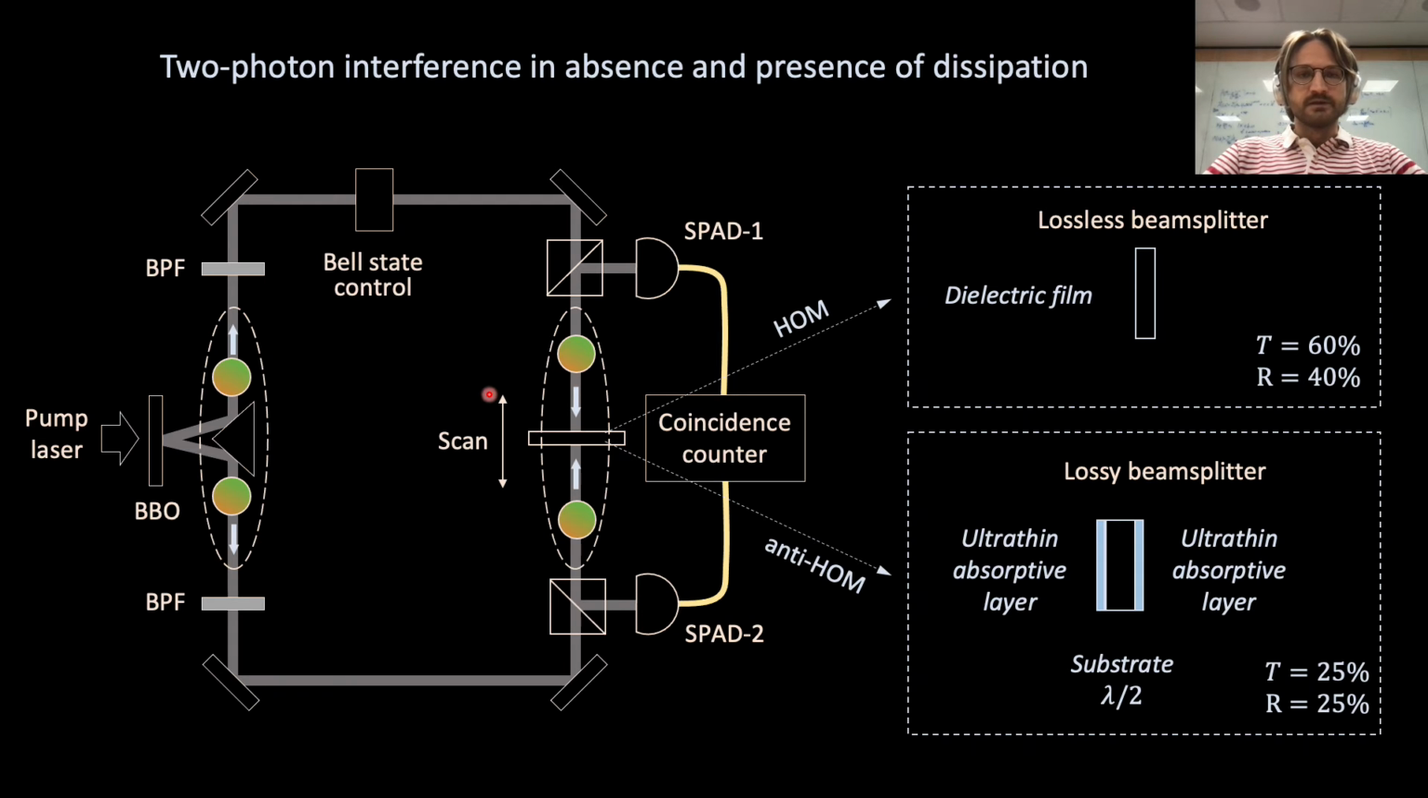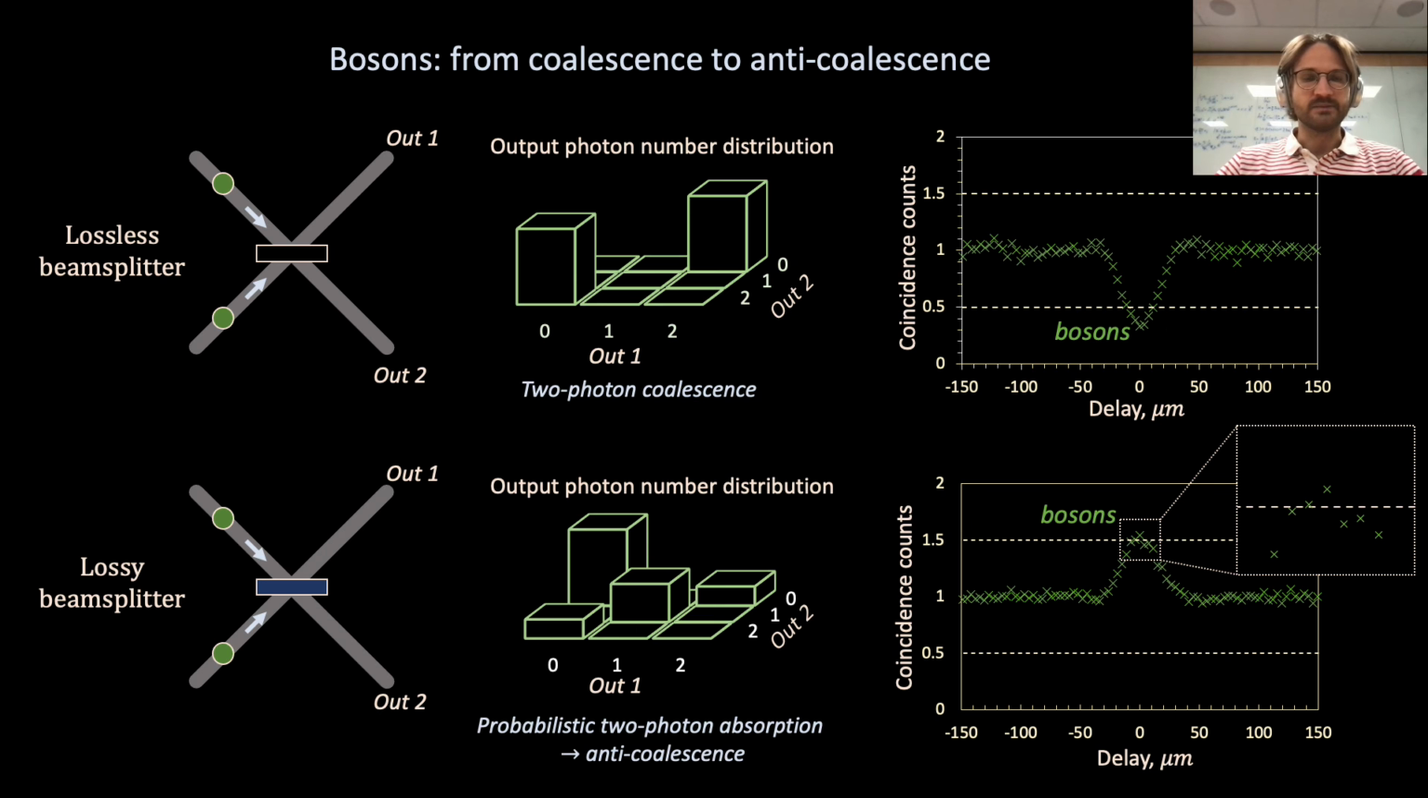And in the experiment, we scan the position of the beam splitter around the center of the interferometer, thus changing the time of arrival of the photons. And we measure the coincidence counts between these two detectors as a function of the beam splitter position. Let me come to the results of our experiment.